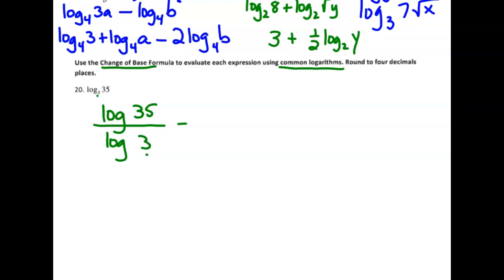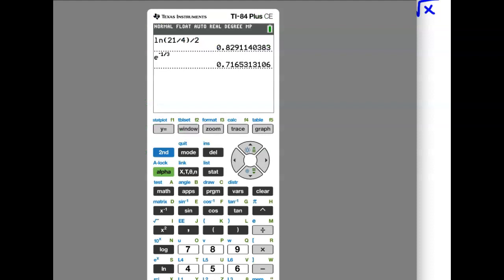Then we would grab our calculator. It asks us to convert this to 4 decimal places. So we have the log of 35, make sure you close that parenthesis off, divided by the log of 3. And so we end up with 3.2362.